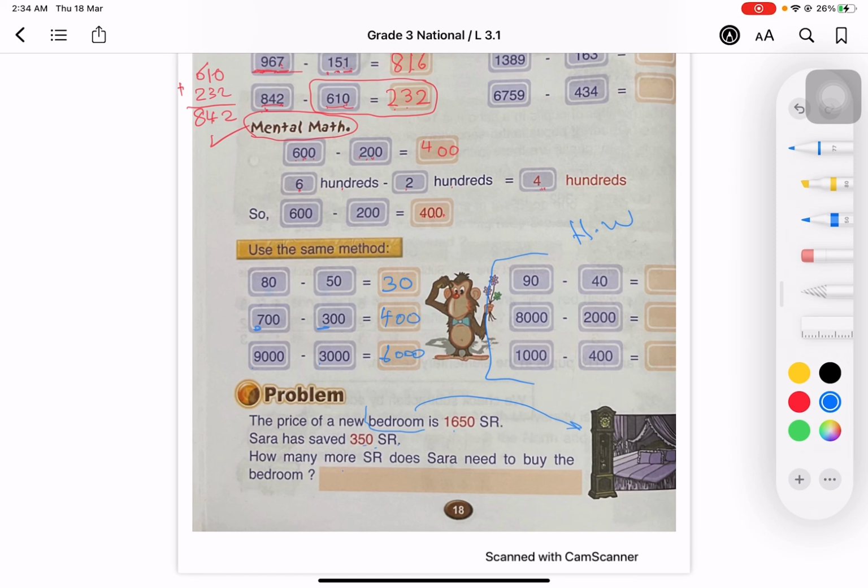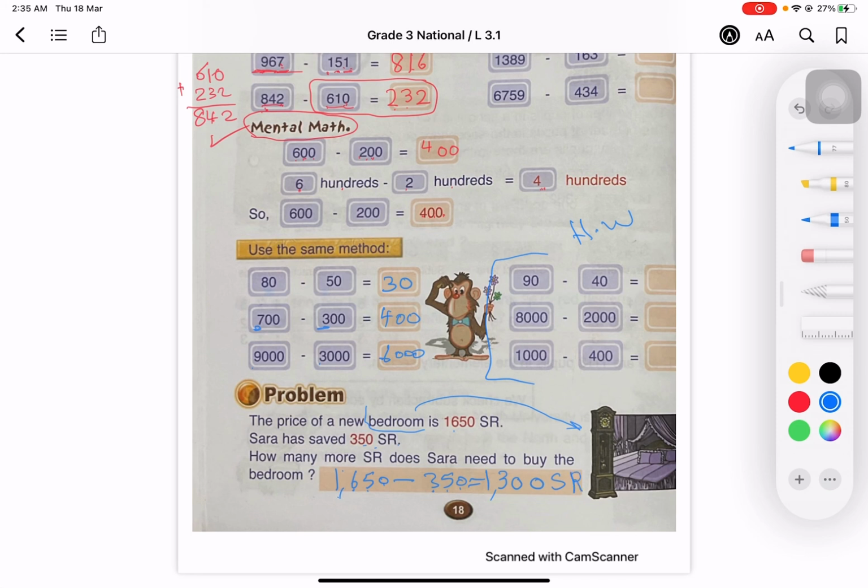To know how much she still needs, what should I do? Yes, I should say 1,650 minus 350 to know how many riyal she needs. You will subtract the ones from the ones, 0. Then the 5, 10 minus the 5, 0 again. 600 minus 300, it's 300. And what will happen to the 1,000? It will go down. So she still needs 1,300 riyal.